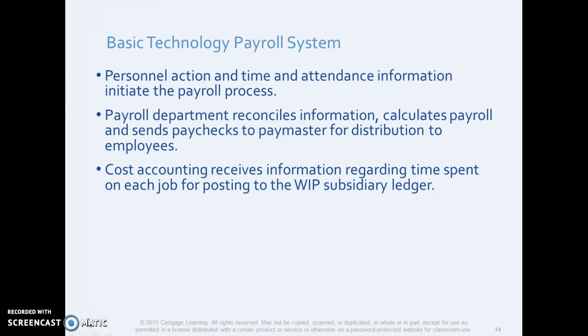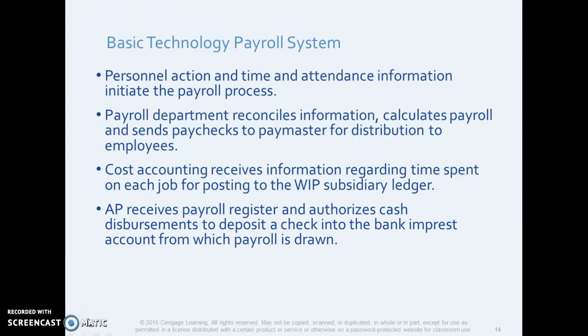So here, the personal action, that was like a pay raise, that kind of stuff, and time and attendance information initiate the payroll process. The payroll department reconciles the information, calculates payroll, and sends paychecks to the paymaster for distribution to employees. Cost accounting receives the information regarding time spent on each job for posting to the work in process subsidiary ledger. So that's kind of what we've been going through.